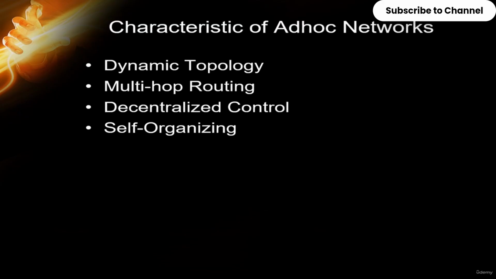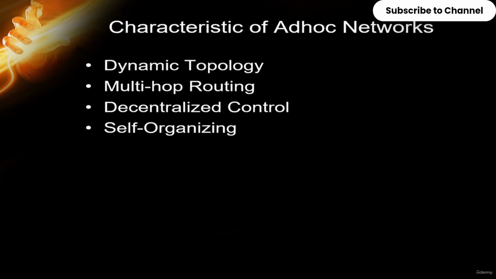And next is decentralized control. Since there is no router available in the network, the mobile nodes, that is, the nodes in the communication, don't need to get permission from any router or the like. So there is no central control; it is a decentralized control.